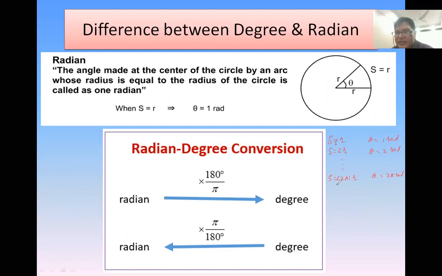You know that in O level classes, 2 pi r is the circumference of the circle. The total length from this to this is 2 pi r. And in 2 pi r, how many degrees? 360 degrees. It means that 360 degrees is equal to 2 pi radians.